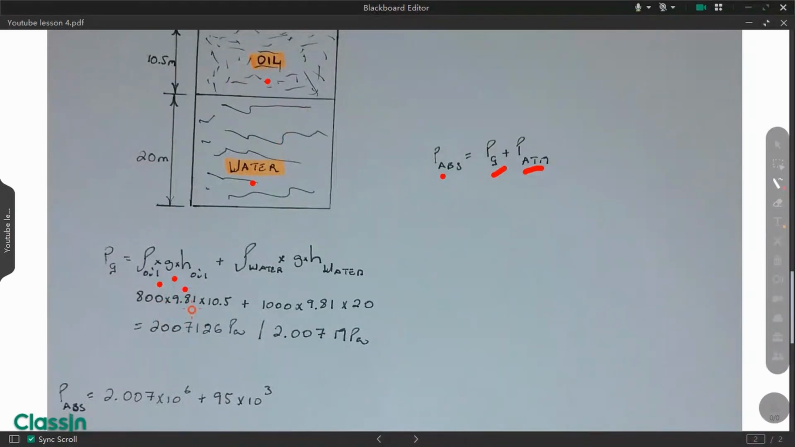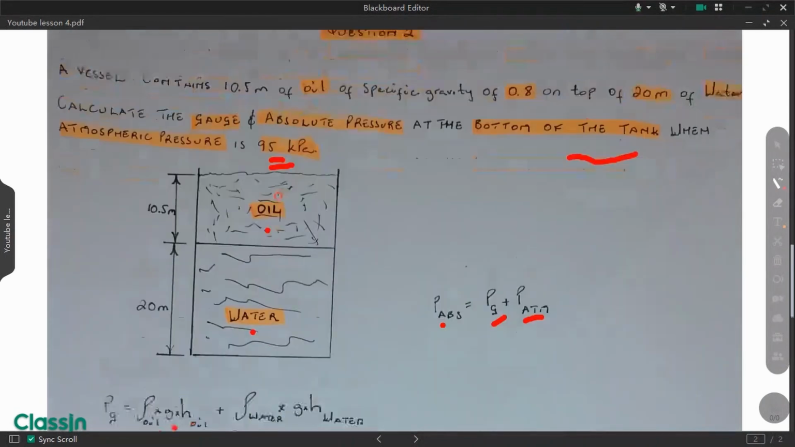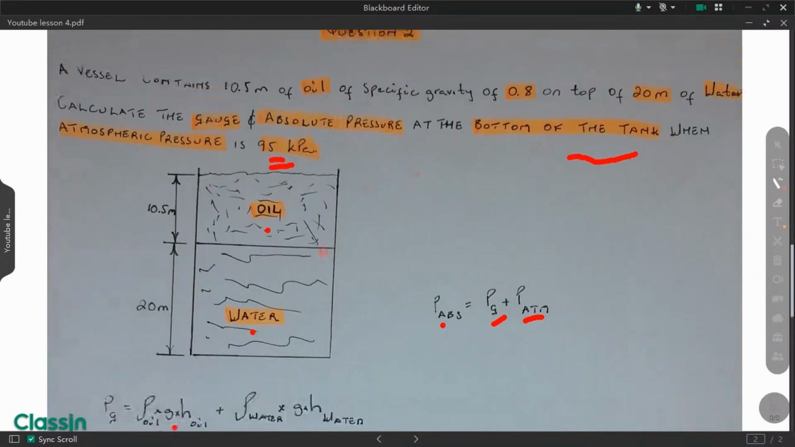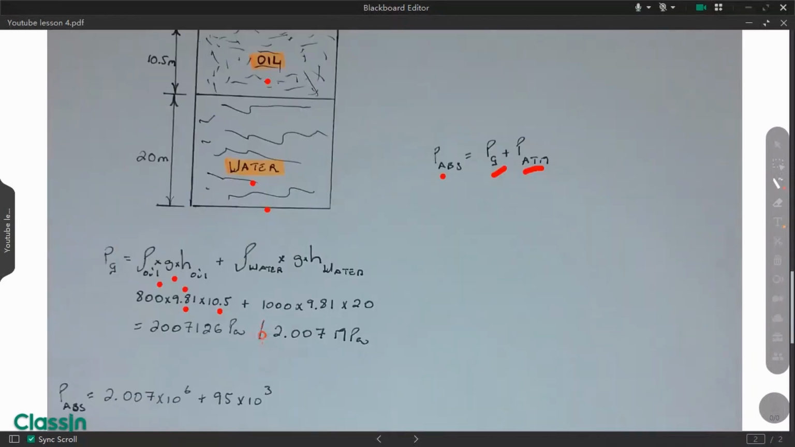800 multiplied by the gravitational acceleration multiplied by the pressure head, which is 10.5, plus the density of water. Remember, we are asked to find the gauge pressure and the absolute pressure at the bottom here. For us to find the gauge pressure, we need to add the pressure due to oil and the pressure due to water. Now we add them together and find them to be equal to 2.007 megapascals, right? This is our gauge pressure.